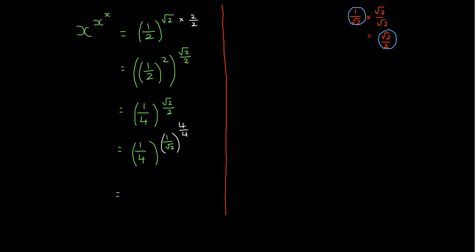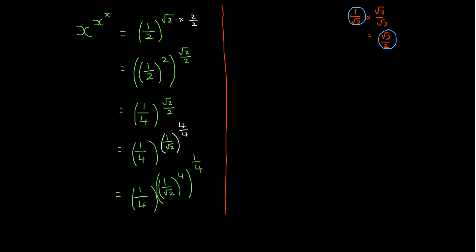So this is going to be like having 1/4 to the power of, and here I'm going to have 1 over root 2 to the power of 4. So we'll put that next. We've got 1 over root 2 to the power of 4, and this whole thing here is to the power of 1/4. So you can see now I've got 1/4 to the power of 1 over root 2 to the power of 4 to the power of a quarter.